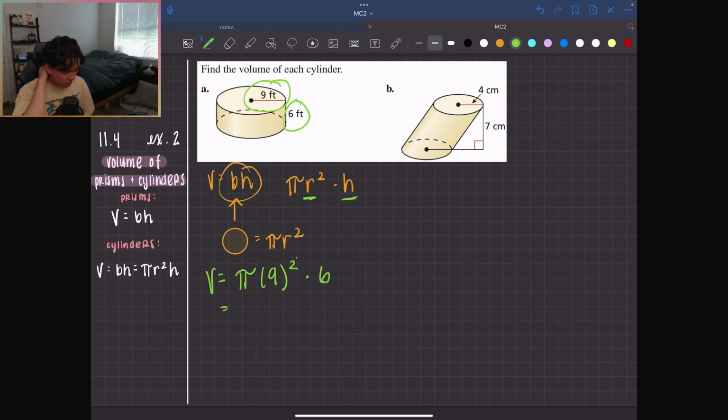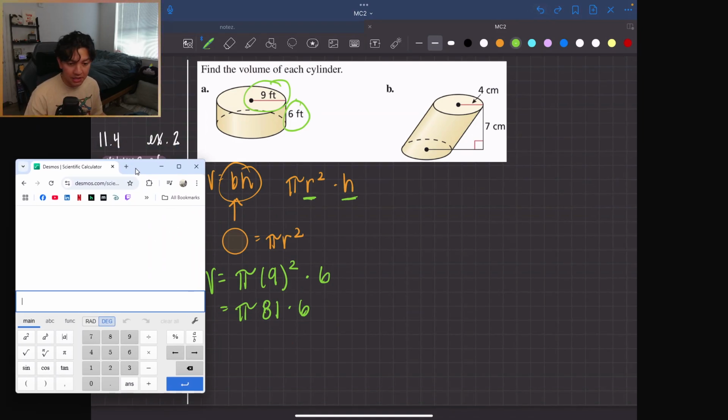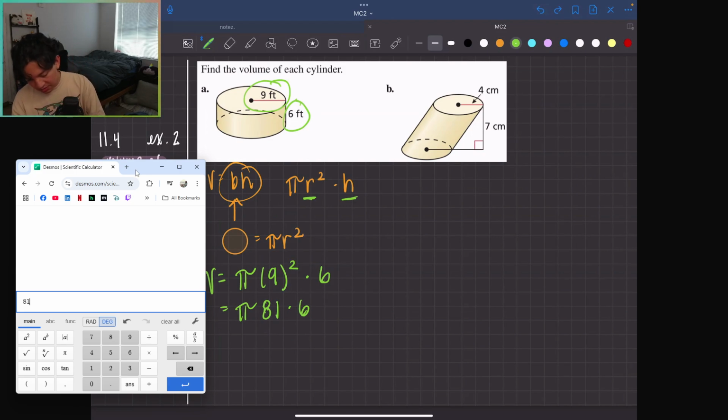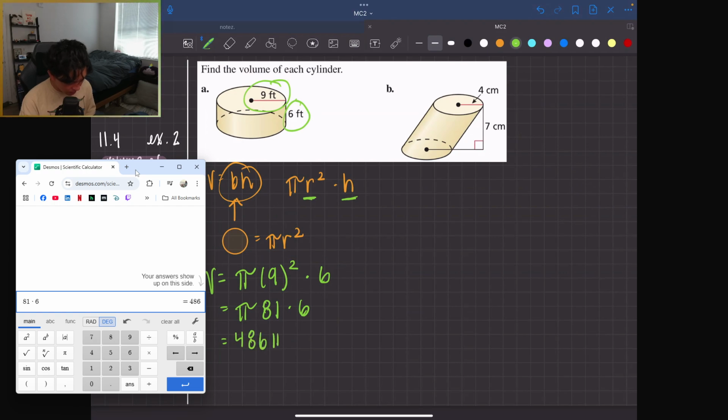First things first, we have to do the exponent. 9 squared is 81, times 6. And then let's go ahead and multiply this out over here. 81 times 6. I am not a genius. I have no idea what that is off the top of my head. 81 times 6 is 486. So you can leave your answer in terms of pi. So you could say 486 pi, and cubic feet would be great.